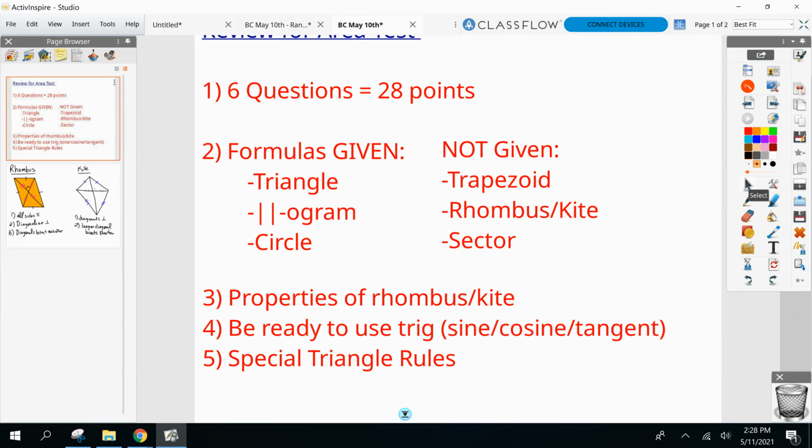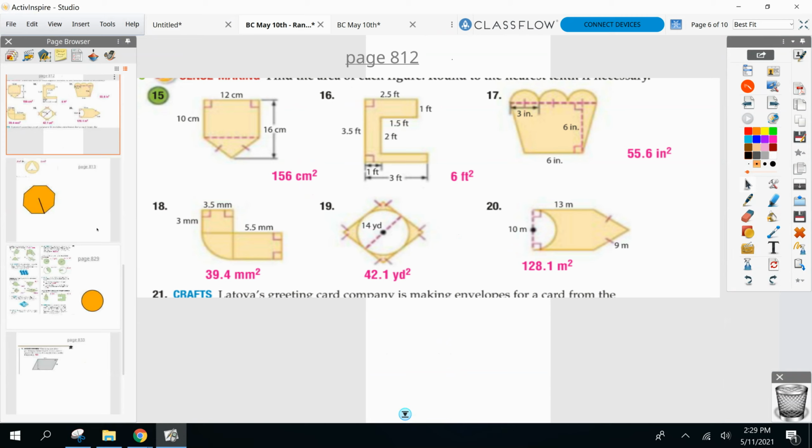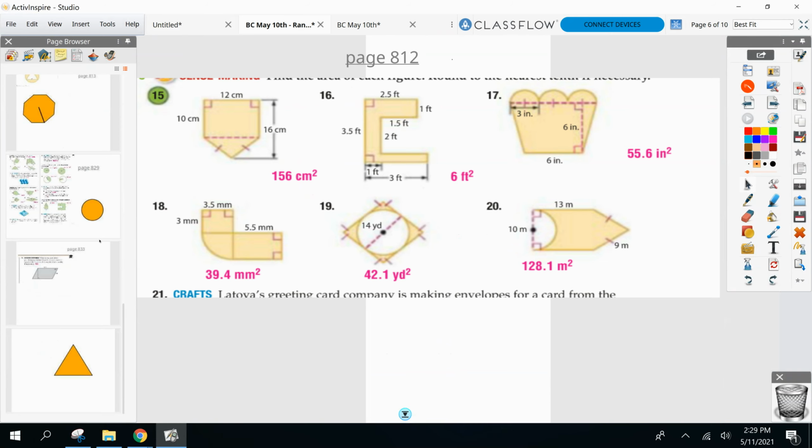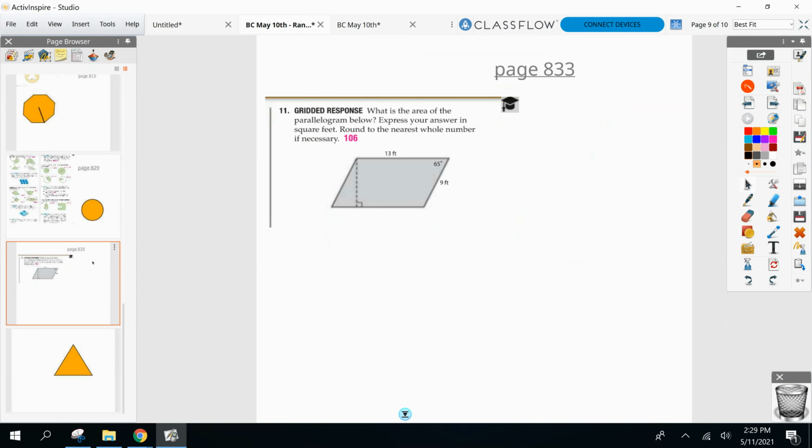Can we do a problem with sine, cosine, and tangent? Absolutely. Here we go. This is coming from your textbook now. Page 833, number 11. Area of this parallelogram now. Okay, area of the parallelogram. So first thing, formula. Area equals base times height.